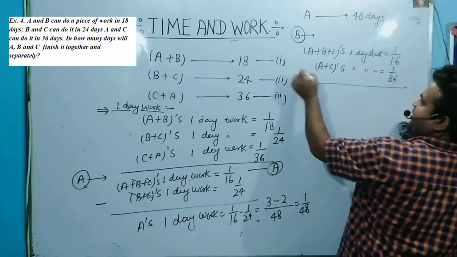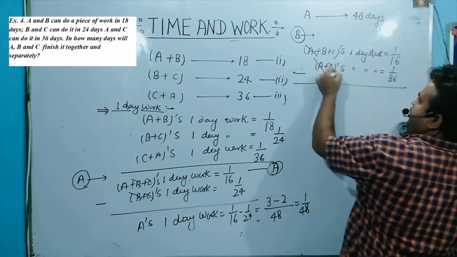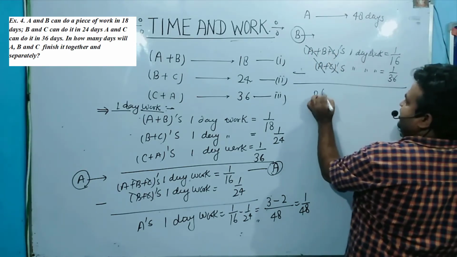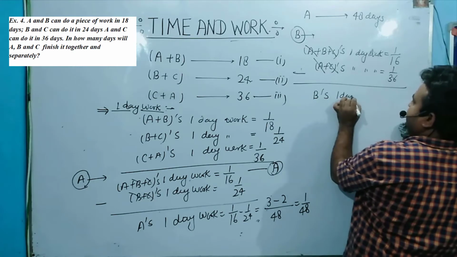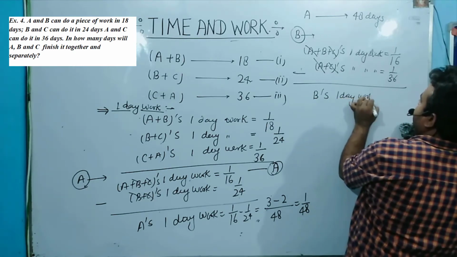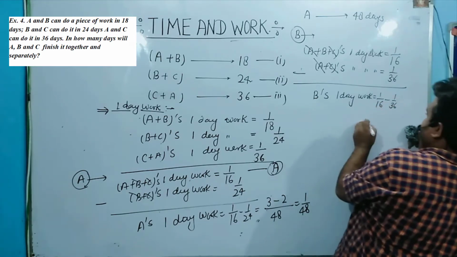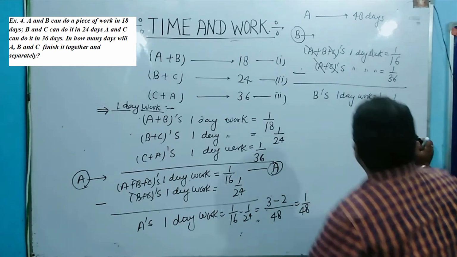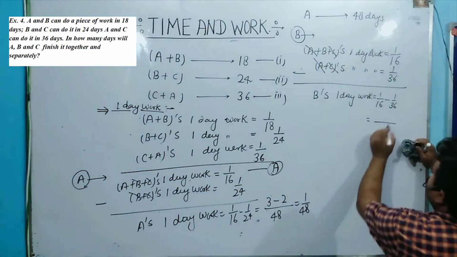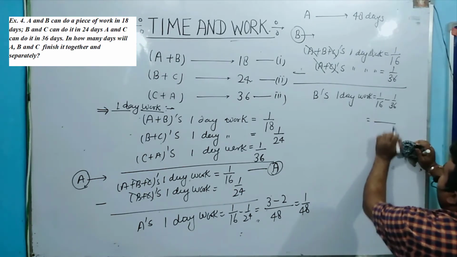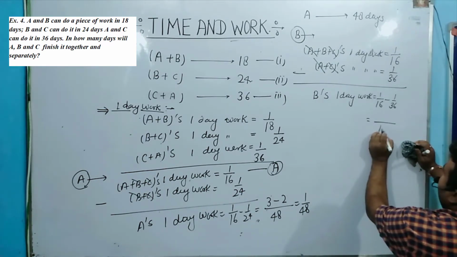Now simply you subtract this value. So A and A gone, C and C gone, you will be left with only B. So B's 1 day work is how much? B's 1 day work is equal to 1 by 16 minus 1 by 36. So if you solve this, 1 by 16 minus 1 by 36, what is the LCM of these two quantities? So this is 108.